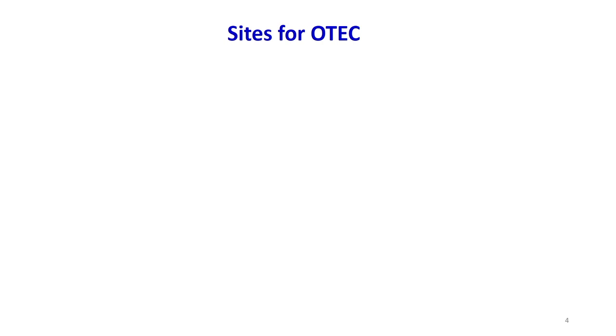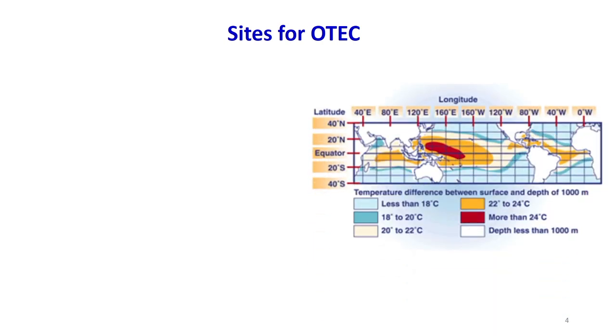Now let us learn about the suitable sites for installation of ocean thermal energy conversion systems. If we see this plot, we can see that between latitude 20 degrees north and latitude 20 degrees south, with the equator in between, is found to be the best site for installation of an OTEC system. Here color codes are used. This red color indicates more than 24 degrees C.